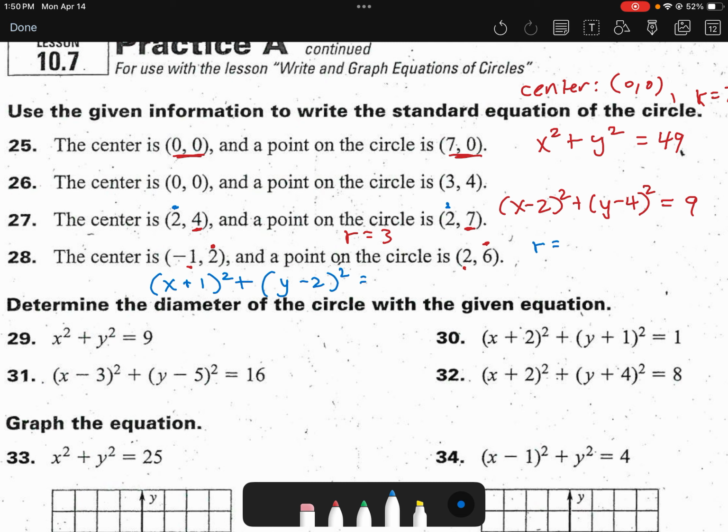Let's find that radius. So I'll use lowercase r for radius. I'm going to do 2 minus -1. That guy's got to get squared. I'm going to do 6 minus 2. That guy's going to be squared. We'll simplify. 2 minus -1 is 3. Got to square it. 6 minus 2 is 4. Got to square it. We know that's 5. So I'm going to put a 25 there. That's my radius squared.